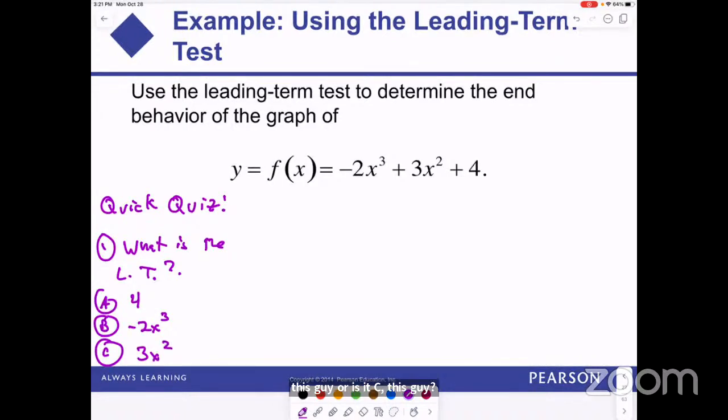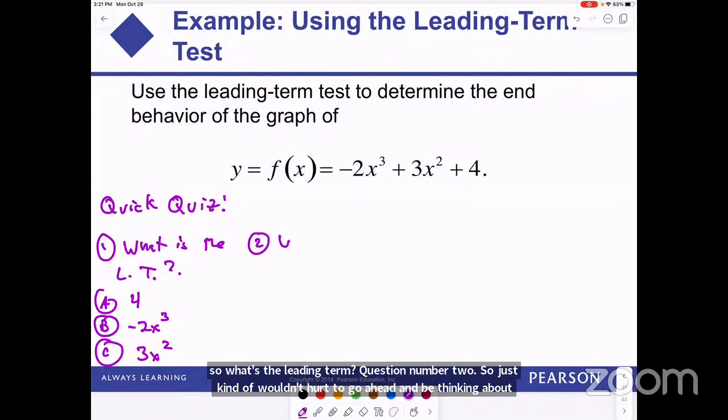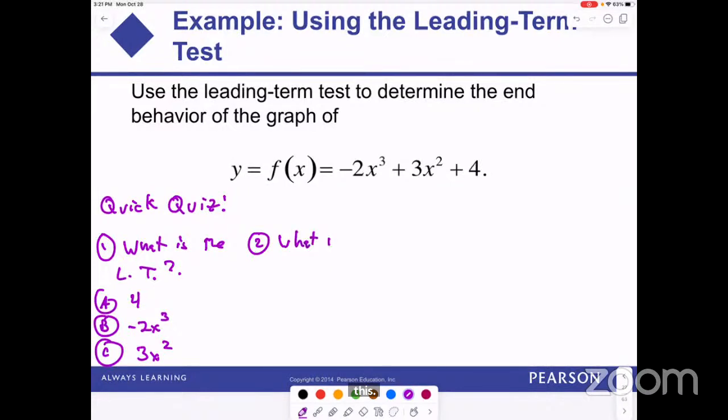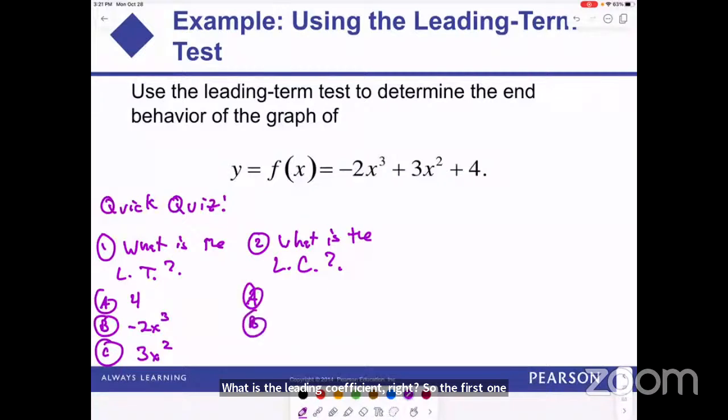Question number 2. So it wouldn't hurt to go ahead and be thinking about this. What is the leading coefficient? Right, so the first one was the leading term. Now we're looking for the leading coefficient, A, B, or C. Is it A, this guy? Is it B, this guy, or is it C, this guy? Okay.